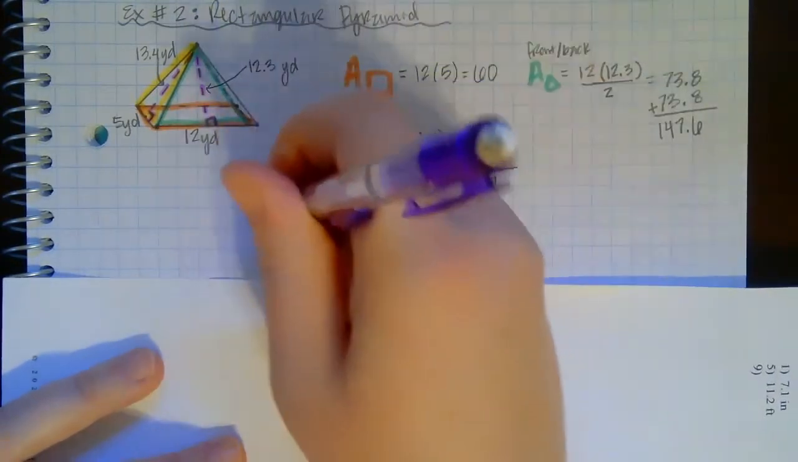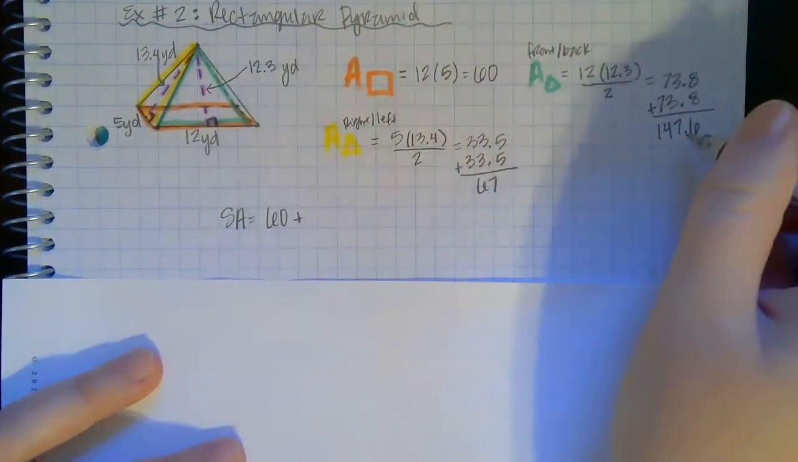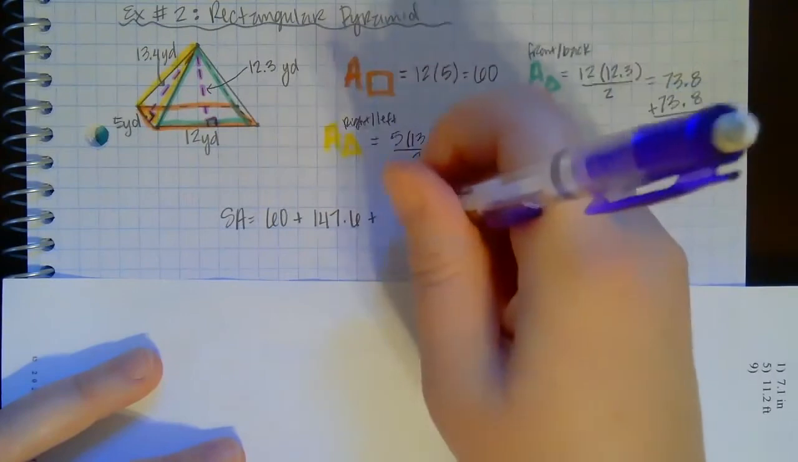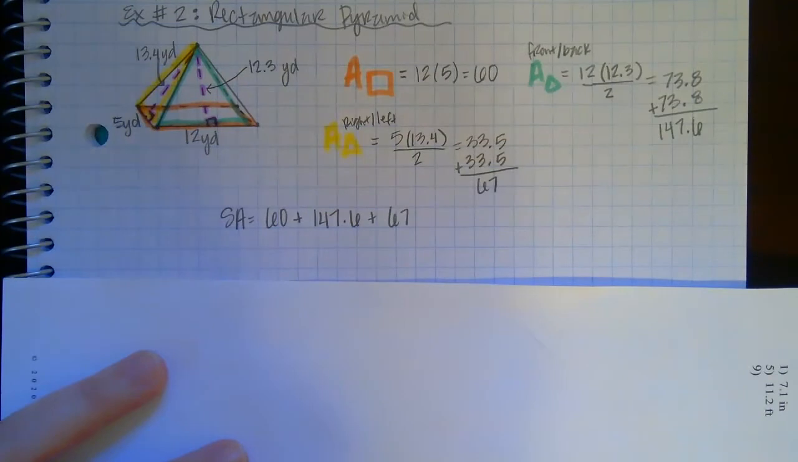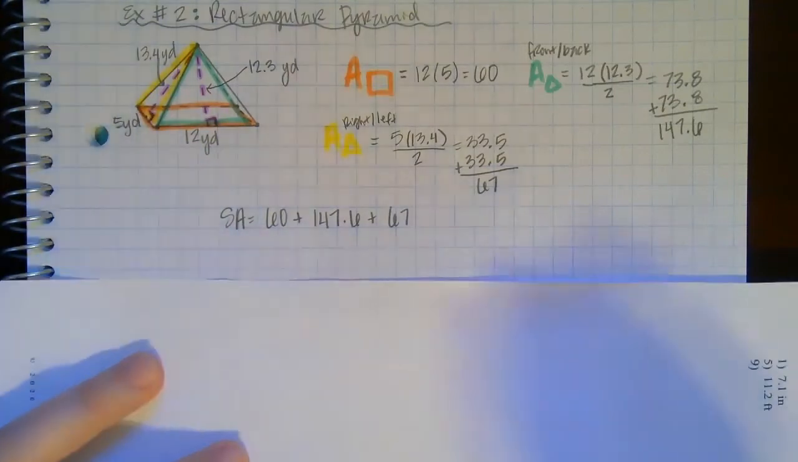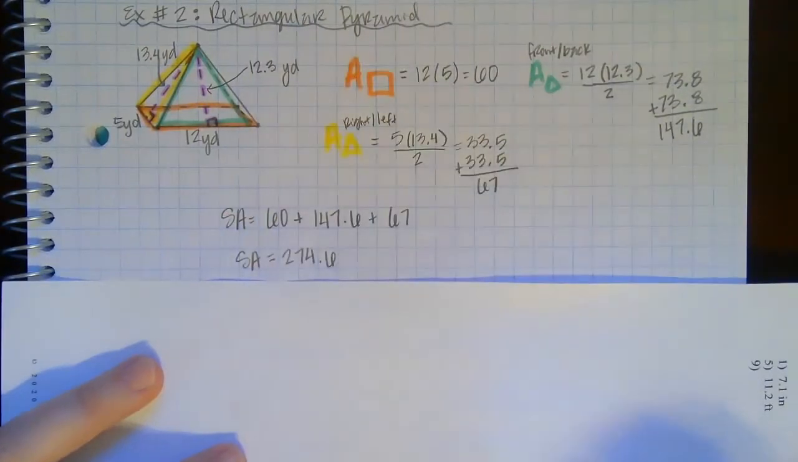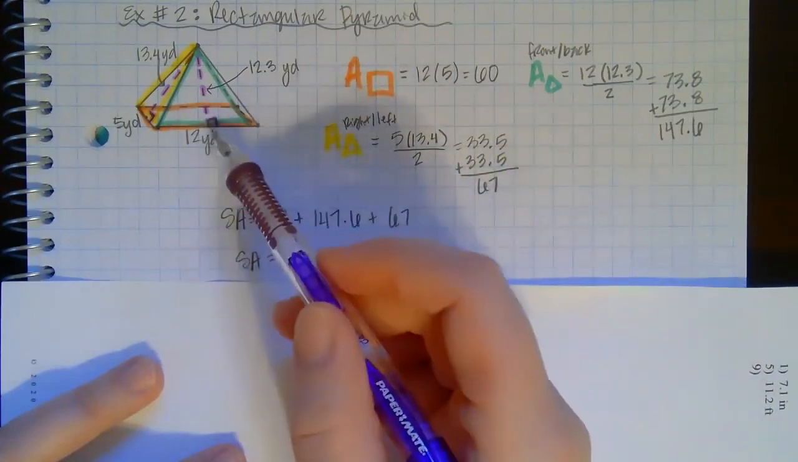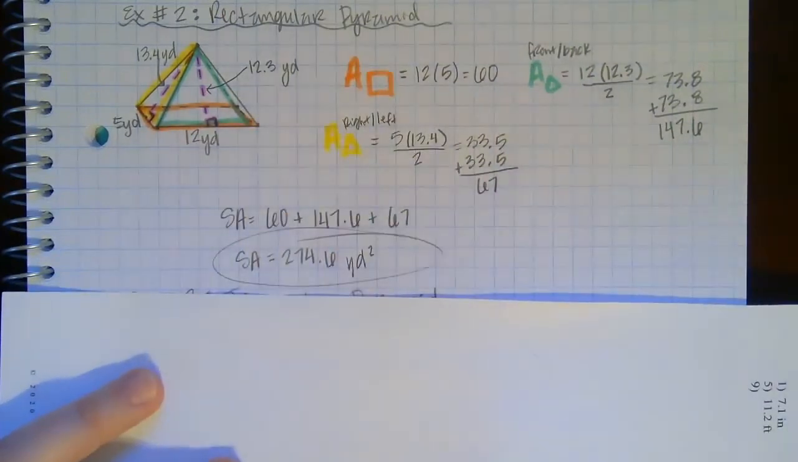So then remember, surface area is literally just adding it all together. So I have the rectangle, 60. I have the two front and back triangles, 147.6. And I have the right and left triangles, 67. Add them all together, and I get surface area is 274.6. And notice here that since it's yards, it's going to be yards squared.